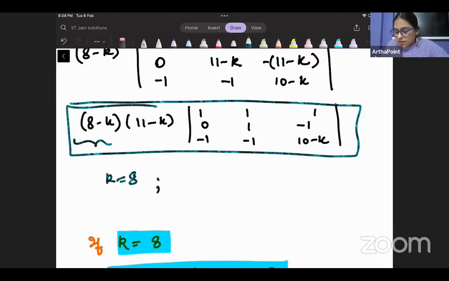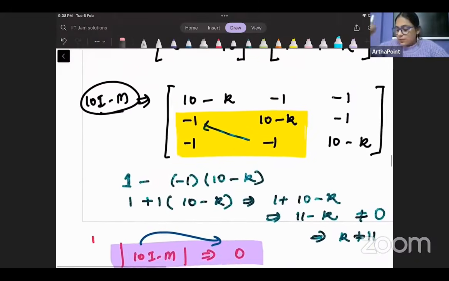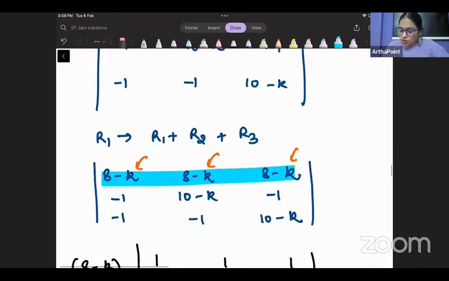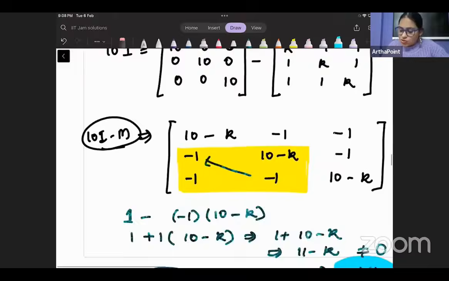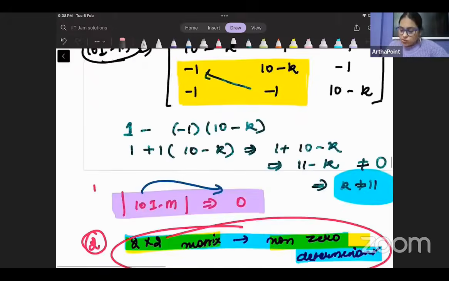So notice that beta, when your k is 8, then also ये पूरा determinant 0 हो गया. When your k is 11, then also your determinant is 0. But at k equal to 11, we have proved that your rank will become 1. So k cannot be 11. We want rank to be 2. So what will be the value of k? It will be 8. So the answer to this question will be 8. Clear, beta?